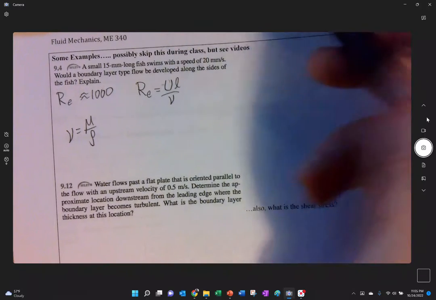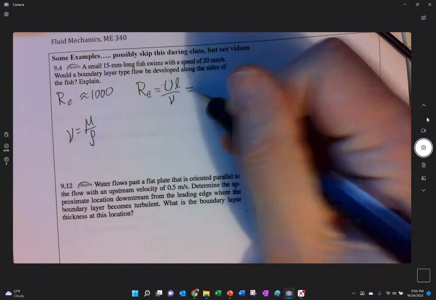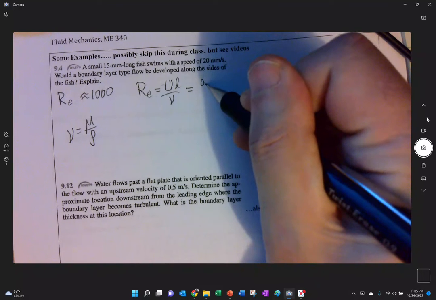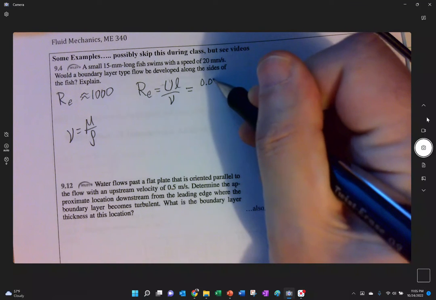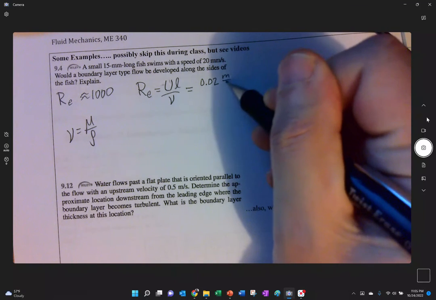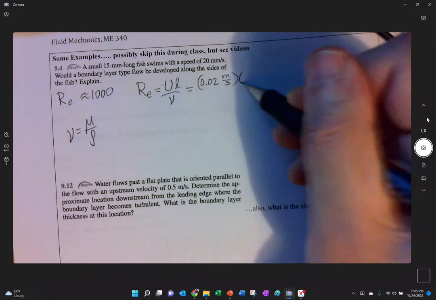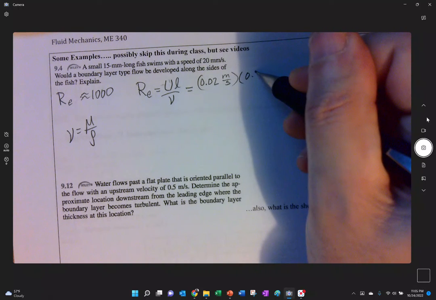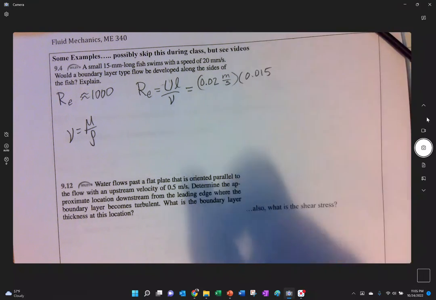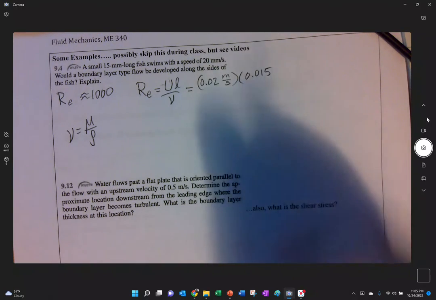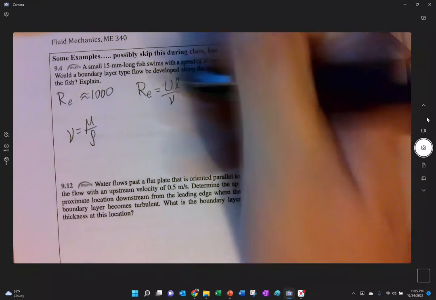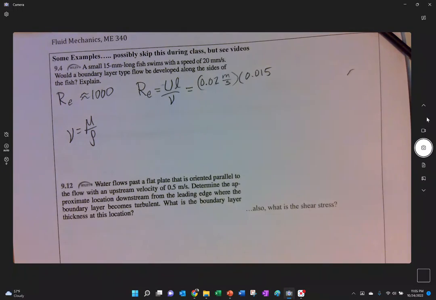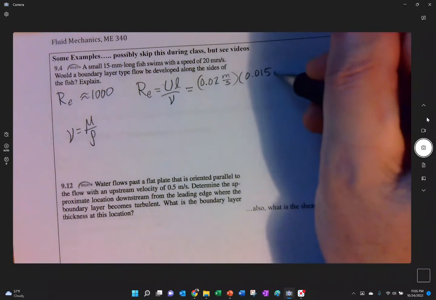We're going to say this is in fresh water. The velocity, let's make it in meters per second, is 0.02 meters per second. And then the length of this is 0.015. Is that right? I think I got it right. So this is going to be in meters.